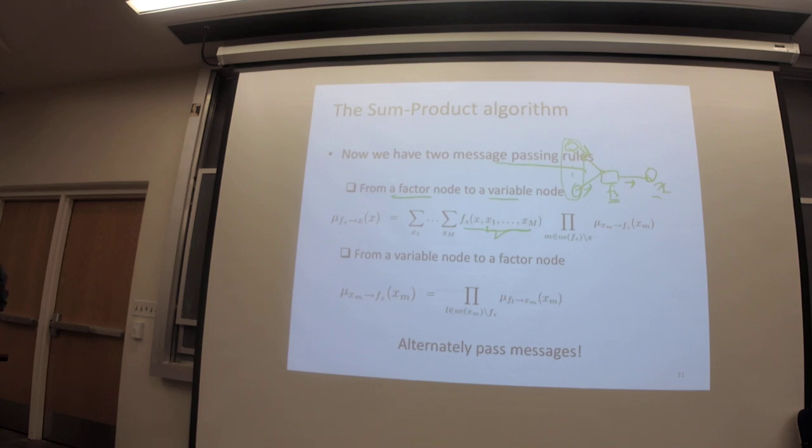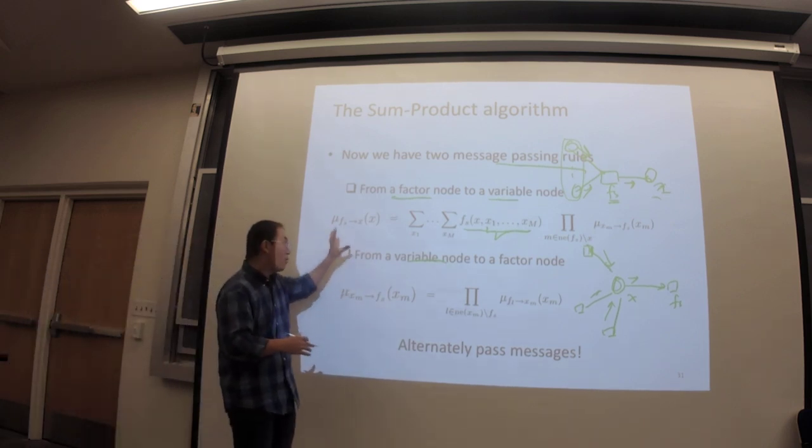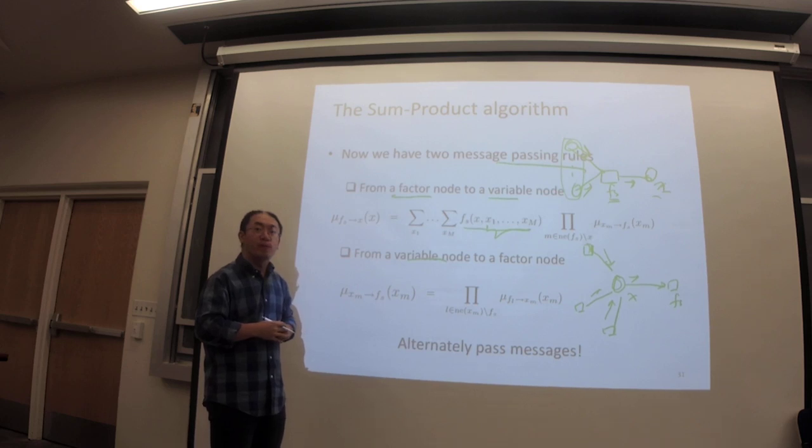If you want to compute the message from a variable node to a factor node, that is much easier. So this is a variable node, this is a factor node. Of course, there can be multiple factor nodes connecting to a variable node x, right? If you want to compute the message from x to fs, you just multiply all the messages from the remaining factors which connect to x. Okay. So those are the two rules. And then we just recursively apply the two rules to calculate all the messages. That's the key idea. Any questions?